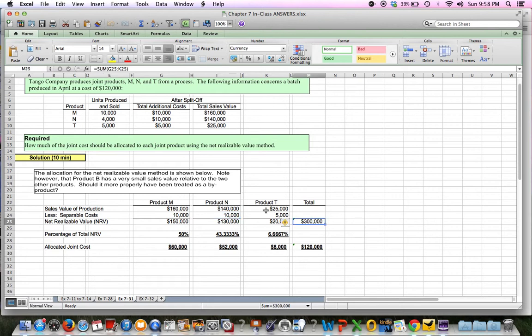Then product T has 25,000 of sales value minus 5,000 additional cost to get down to 20,000 of realizable value. And then I split that by saying 20,000 divided by 300,000 is 6.66%. And then I've got the allocated joint cost. So I've got 120,000 worth of joint cost, and I'm going to allocate that based on the net realizable value of each product. That's the joint cost of the 120,000 to get them up to the split-off point, and that's how I'm going to come up with that allocation.